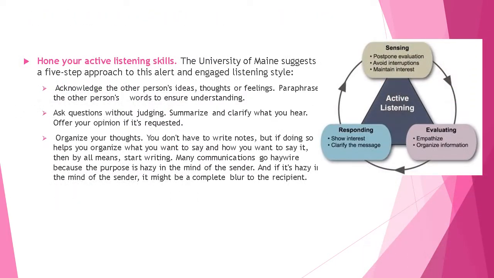Next is hone your active listening skill. Active listening involves giving the other person time to explore their thoughts and feelings, and they should be given adequate time to speak. It not only means focusing fully on the speaker but also actively showing verbal and non-verbal signs of listening. The University of Maine suggests a 5-step process to this alert and engaged listening style. In it, acknowledge the other person's idea, thought, or feeling. Paraphrase the other person's words to ensure the understanding.